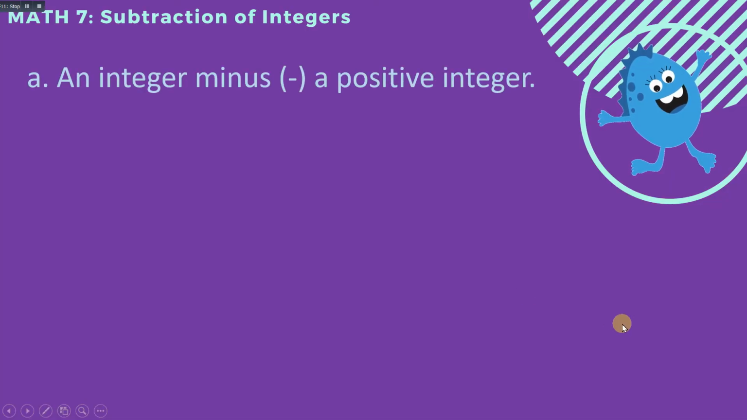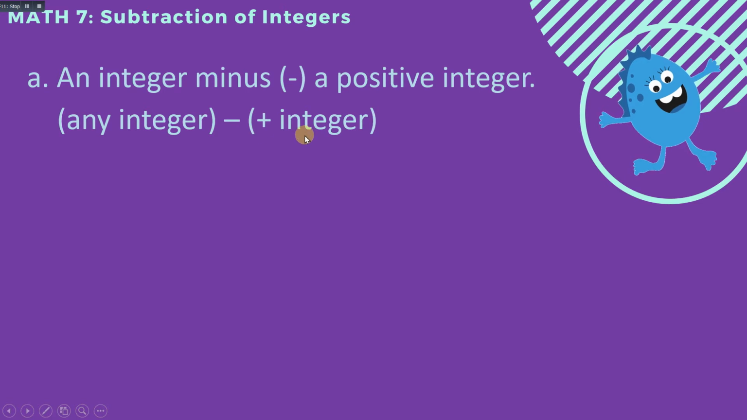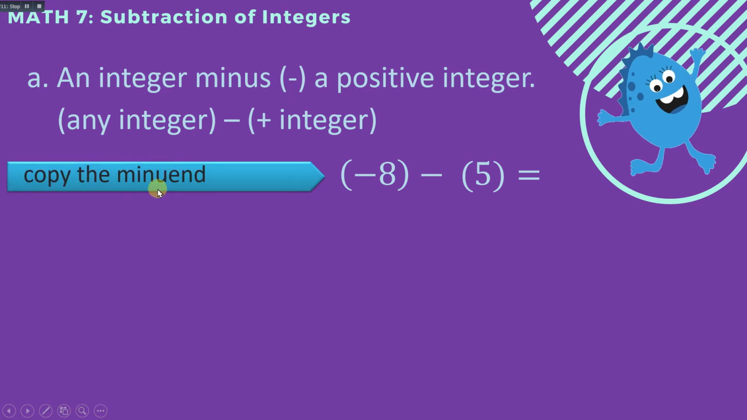Here is rule number 1: an integer minus a positive integer. Any integer minus a positive integer. We have here the example negative 8 minus 5. The first thing you would do is to copy the minuend. In this case, we have negative 8. So we just bring down negative 8.